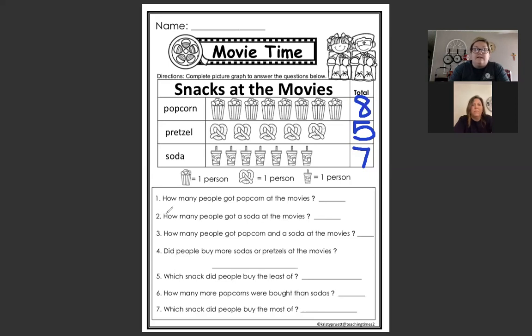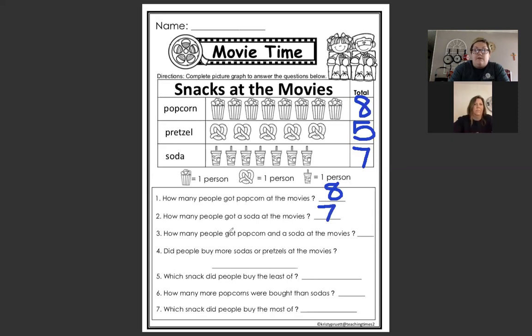So number 1 says, how many people got popcorn at the movies? Well, let's go back up in our chart and we'll see how many people got popcorn. It should be 8. Okay. Number 2 says, how many people got a soda at the movies? So once again, go back up to your graph. And how many people did you say had soda? 7.